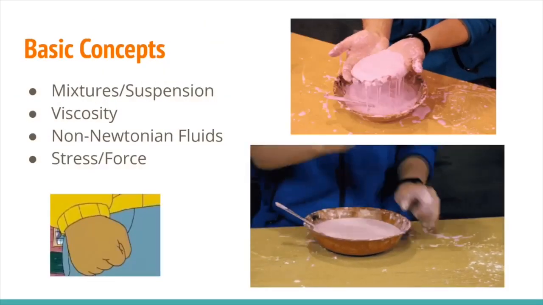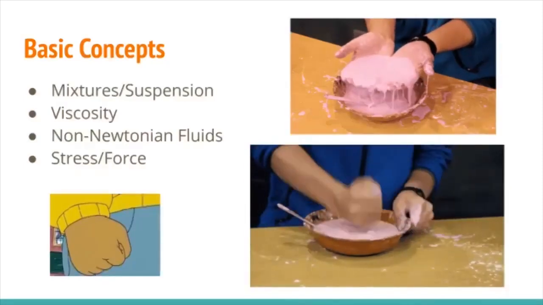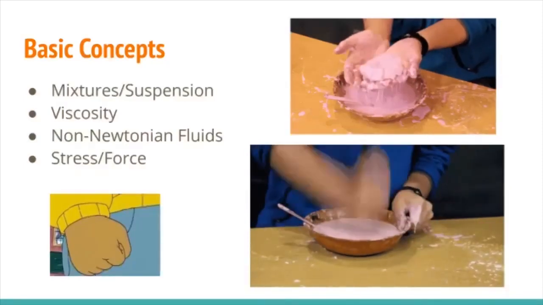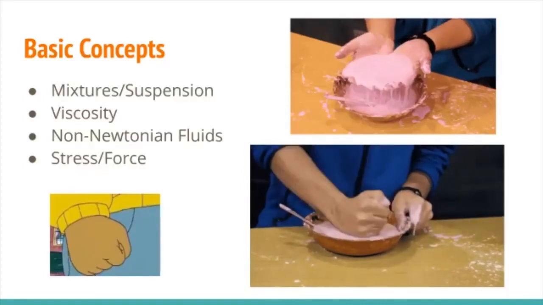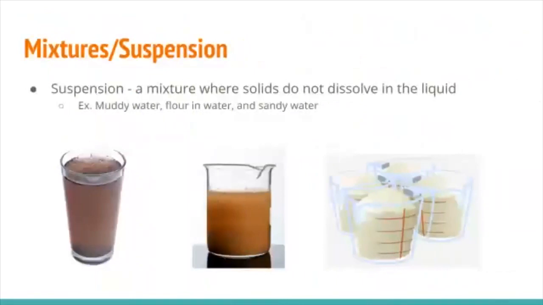Some of the basic concepts we're going to explore in this project are mixtures and suspension, viscosity, non-Newtonian fluids, and stress and force. Mixtures form when two or more substances combine. A suspension is a type of mixture where solids do not dissolve in a liquid. Some examples include muddy water, flour and water, and sandy water. In this experiment, we will be looking at the suspension made from cornstarch and water.